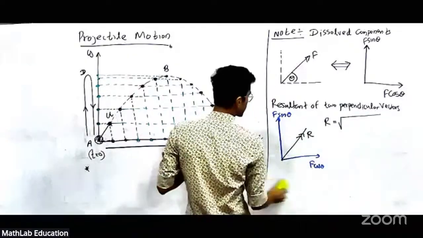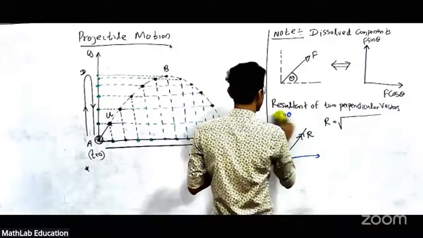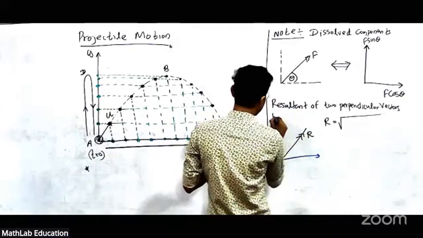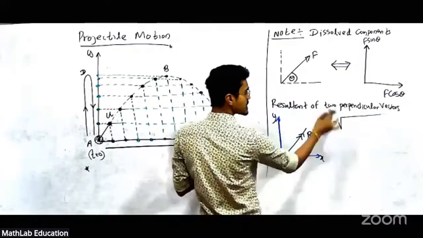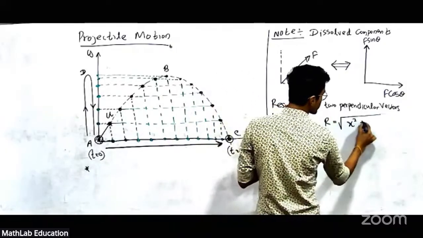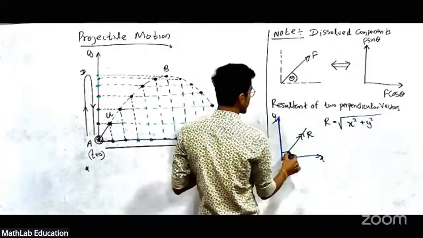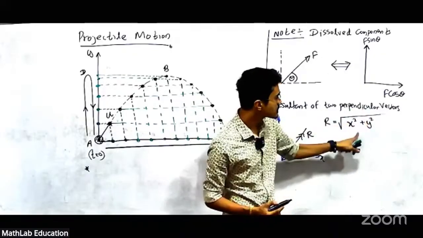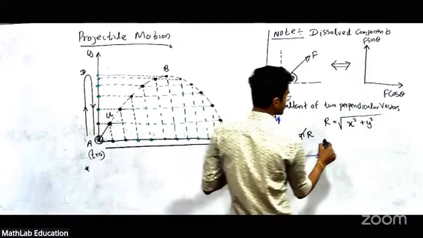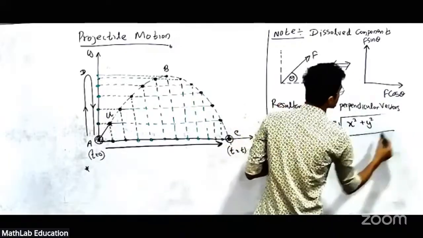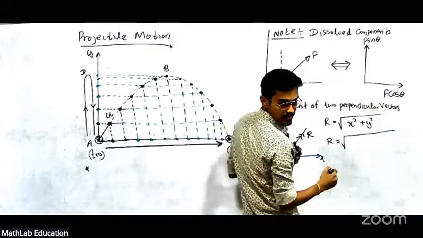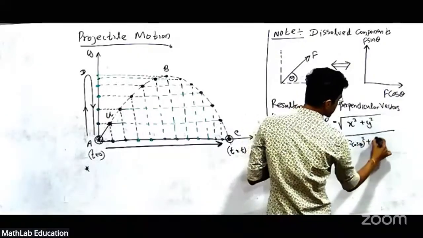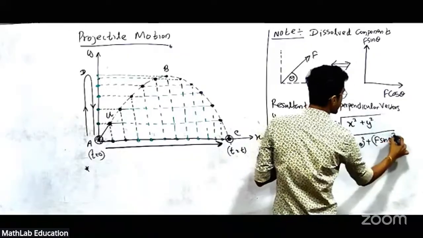Let me write the equation first, and then we will substitute. Look at here. So let's say I have two vectors, y and x. If the vectors are y and x, the resultant is given by root x squared plus y squared, right? And these two vectors should be perpendicular to each other. Now if I use this in the previous case, R equals root, instead of x I have F cos theta, whole thing squared, plus y is F sin theta, whole thing squared.